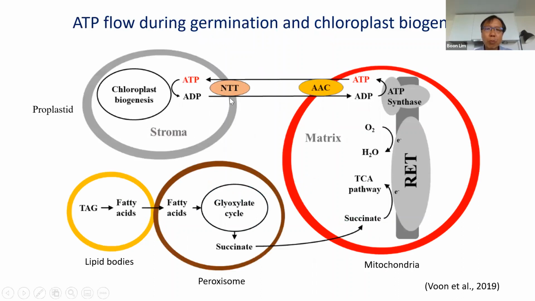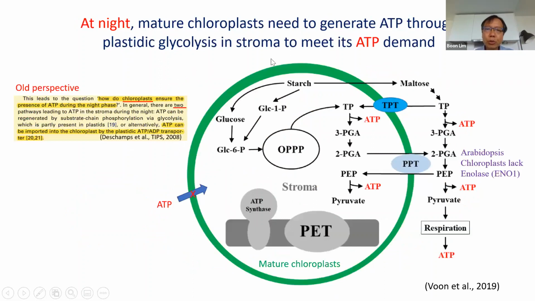So NTT transporters are only expressed in the proplastids during chloroplast biogenesis, because at that time, the proplastids cannot carry out photosynthesis, and ATP is needed for protein translation and protein import to build the chloroplast. And so for mature chloroplasts, because there is no NTT transporter, in the dark, mesophyll chloroplasts need to carry out plastidic glycolysis in the stroma to meet their energy or ATP demand in the dark.